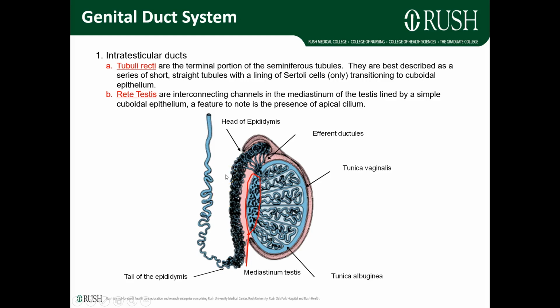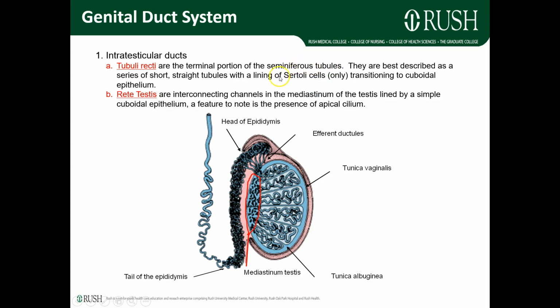Once the sperms are produced in the seminiferous tubule and are released into the lumen, they travel through the duct systems. Looking at the duct system, first of all, the intratesticular ducts, so still within the testes, the first region they reach are the tubuli recti. These are the terminal portion of the seminiferous tubules. They can best be described as a series of short, straight tubules which are lined with Sertoli cells only.